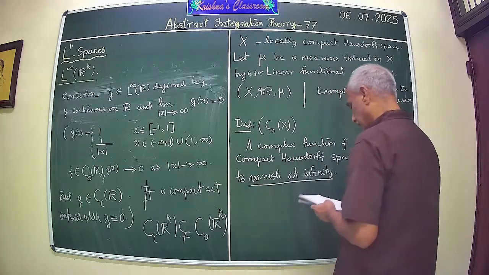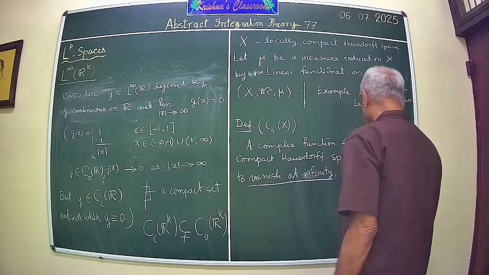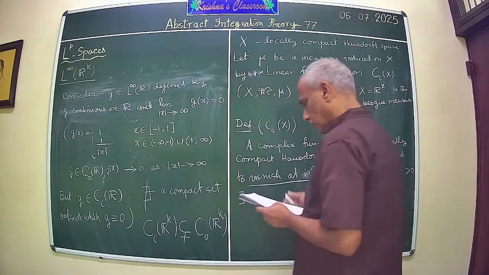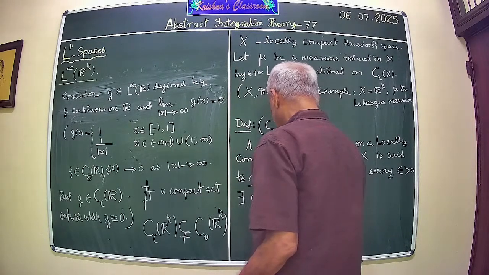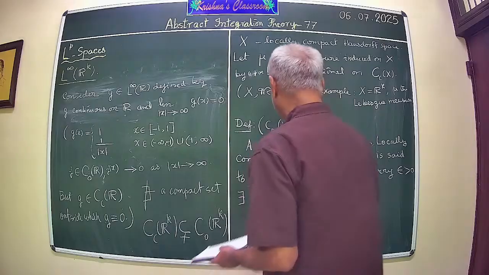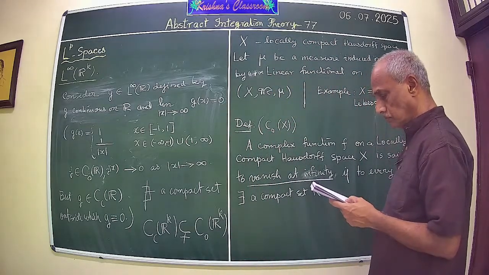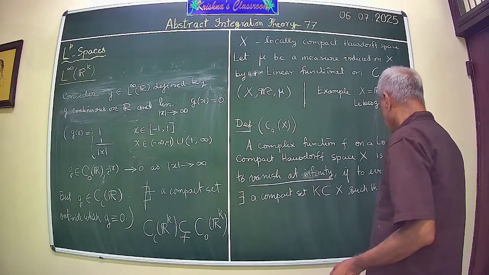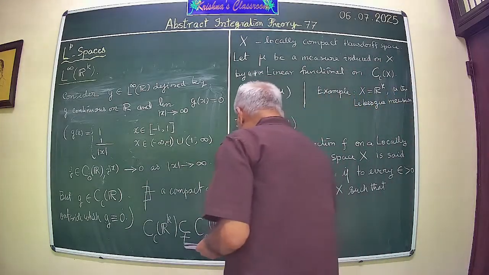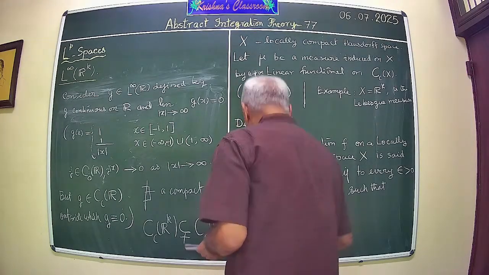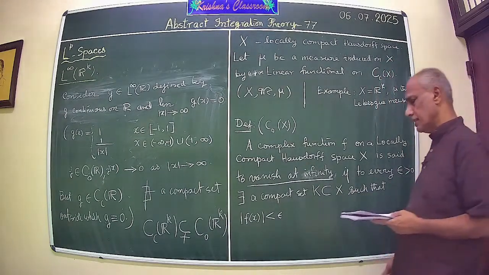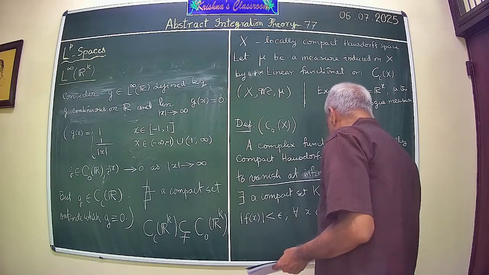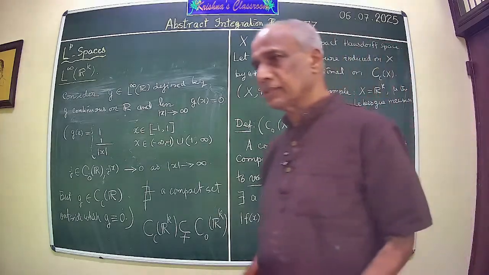Okay, if to every epsilon positive there exists a compact set K contained in X such that mod f(x) is less than epsilon for x not belonging to K. That means in the complement of K, the function is as small as you please.